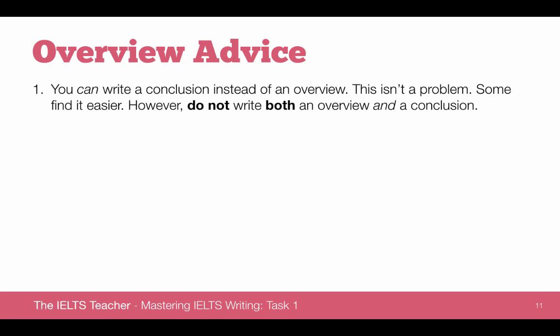Some people say that you should write a summary rather than an overview. That's okay. So you can write a summary instead of an overview. Really, it's just a case of changing the position of the paragraph. Some find it easier to finish with the overview rather than put it in the second paragraph position. Just make sure you do not write both an overview and a conclusion. They serve the same purpose, so it's silly to write both.